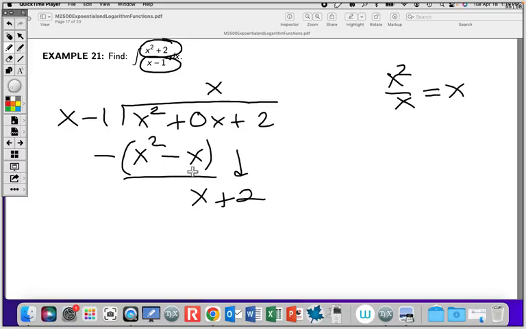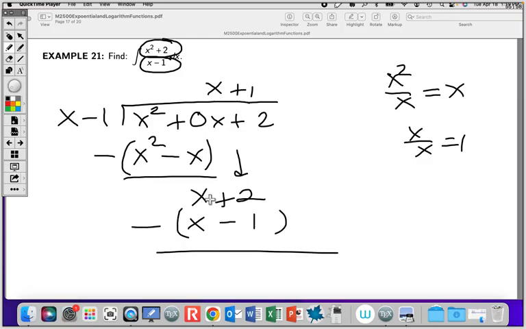Now I look at the ratio of x divided by x, and that's 1. So I'm going to put a 1 there. 1 times x is x, minus 1 times 1 is 1. I subtract. The x's cancel out. 2 minus a negative 1 is a positive 3. And so that's our remainder, 3.